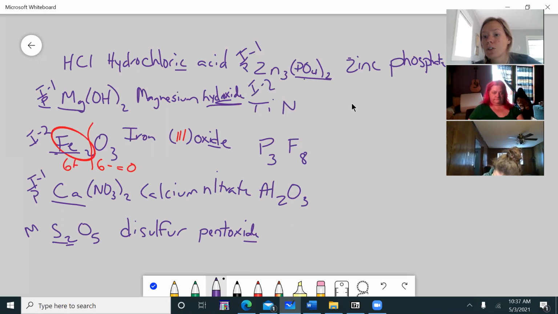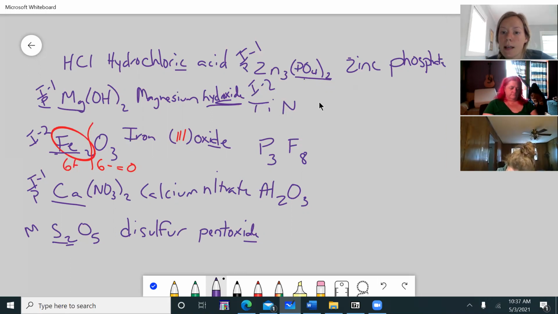Titanium has an unpredictable charge. So when we have an unpredictable charge, I just like to write out my skeleton for it. So titanium, put the parentheses in, and then this thing is nitrogen, so that becomes nitride. So it's a type of titanium nitride.